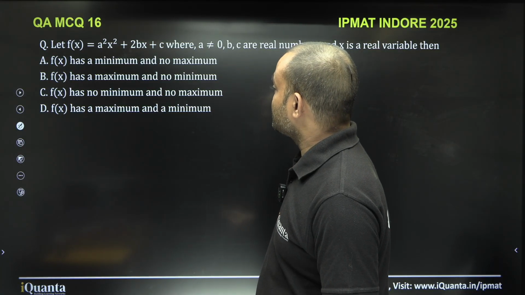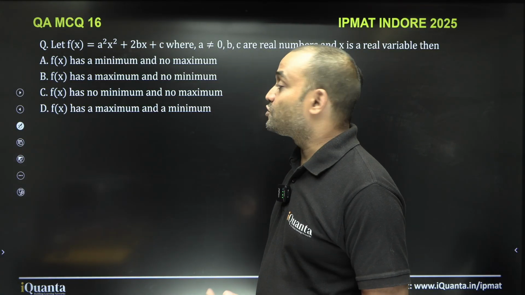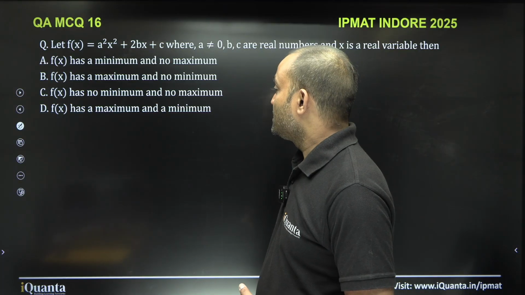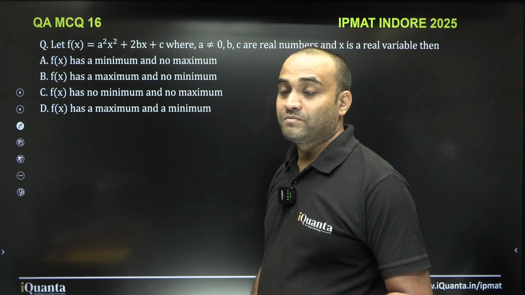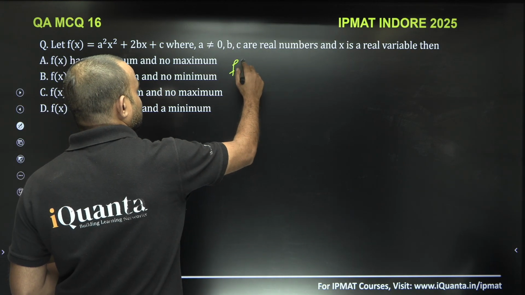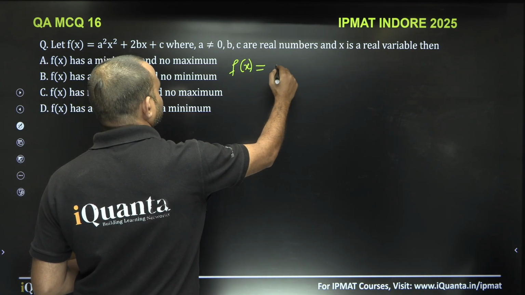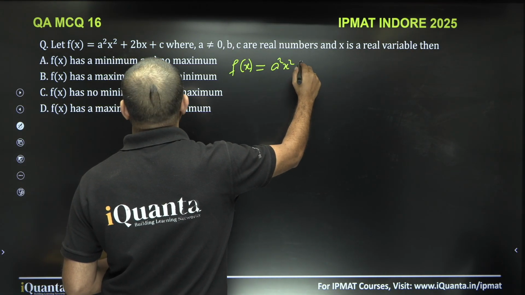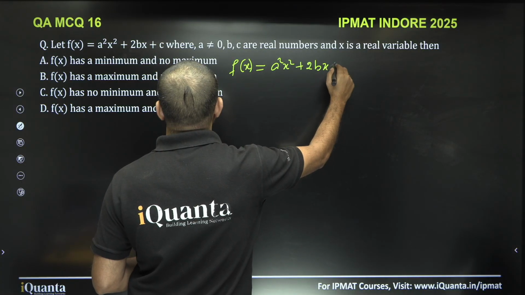f(x) has a maximum and no minimum. f(x) has no minimum and no maximum. f(x) has a maximum and a minimum. So let's try to understand this. f(x) is given as a squared x squared plus 2bx plus c.